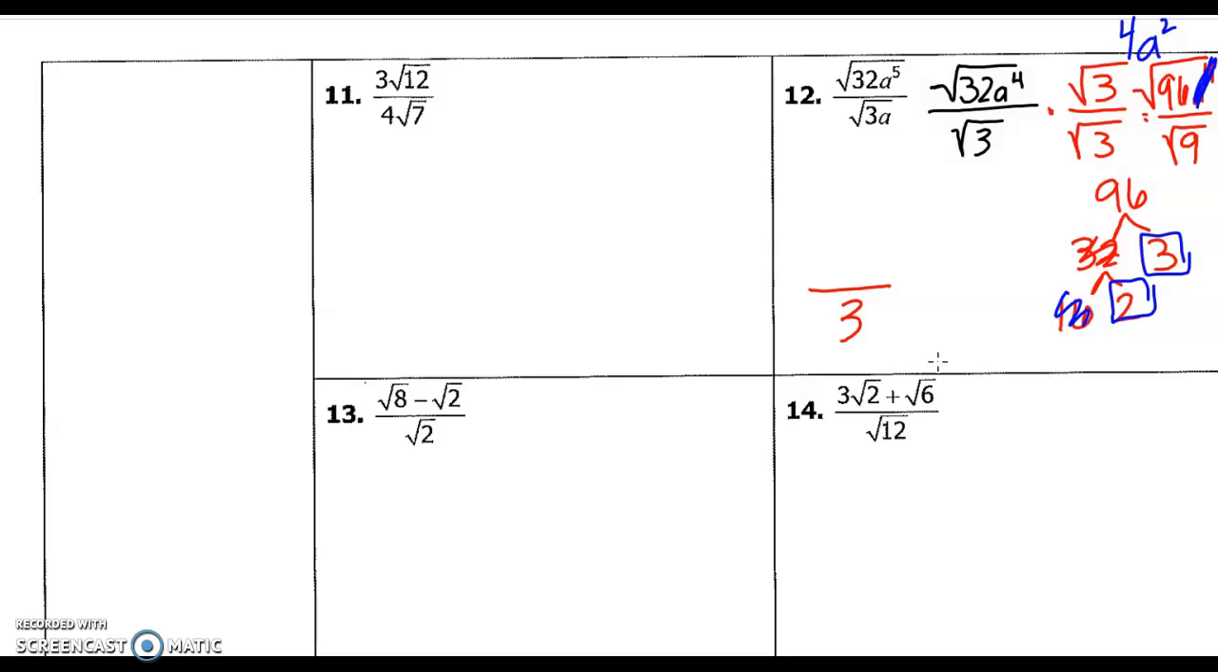So on the outside, I have 4a squared. Square root of inside, 2 times 3 is 6. So looking at my outsiders, 4a squared over 3, I can't reduce. So that is it.